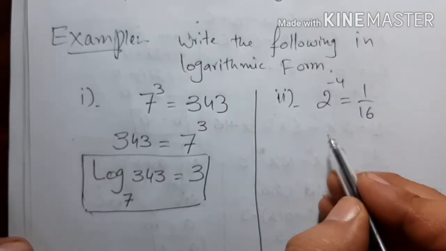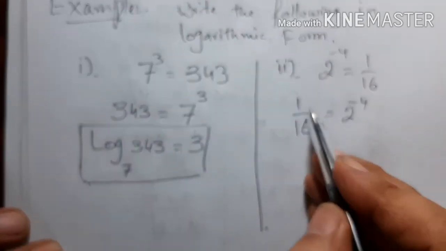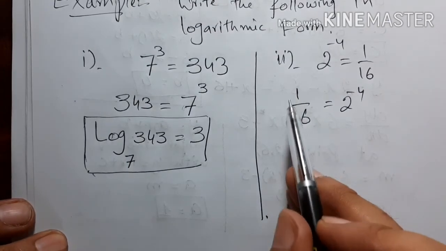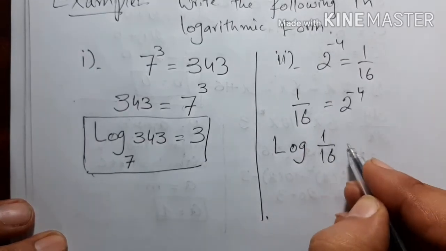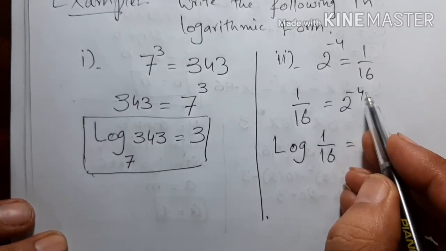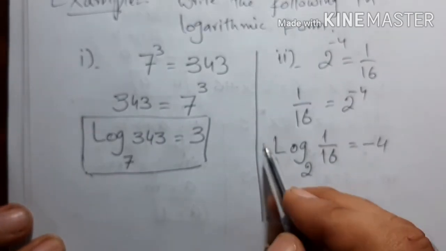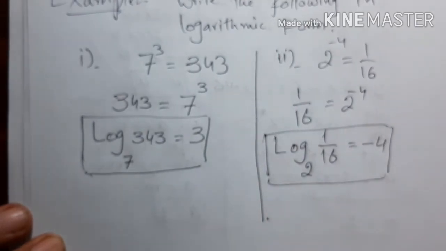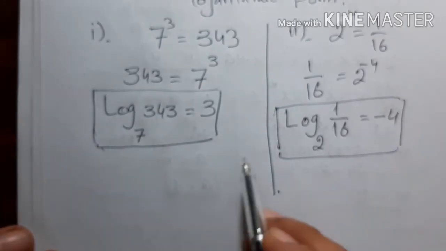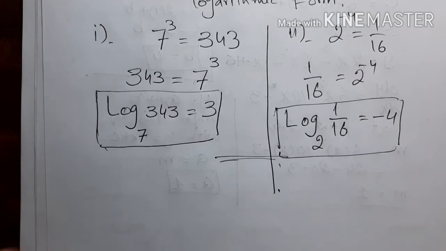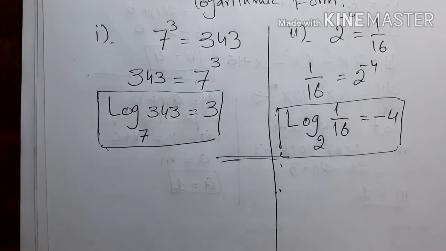I can also write this in the same way. 1 over 16 is equal to 2 to the power minus 4. So I'm going to write this in logarithmic form. I will write log of 1 over 16. The 2 is the base of this exponential, so 2 will become the base of the log, and this minus 4 will come here. This is the logarithmic form of 2 to the power minus 4 is equal to 1 over 16. So this is the use of the log questions which can come, and you can solve them.